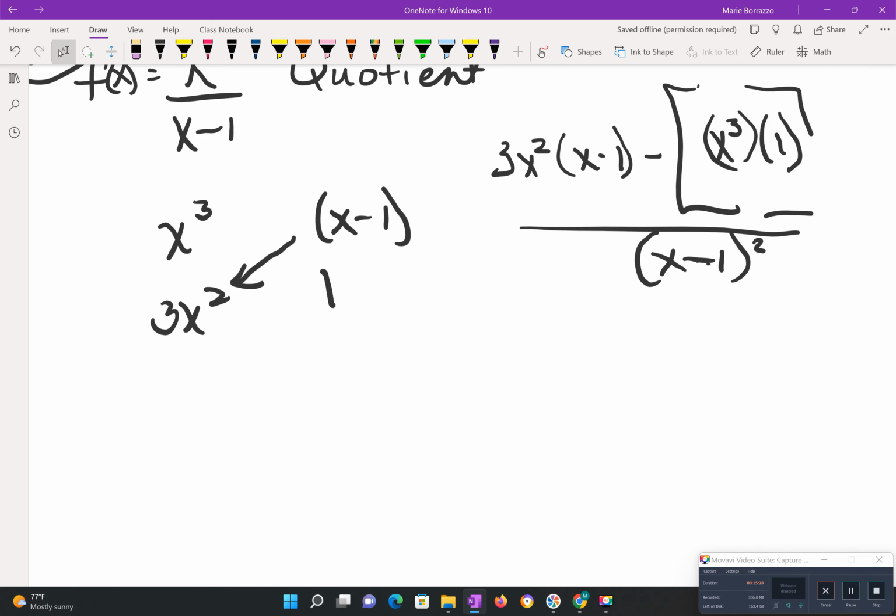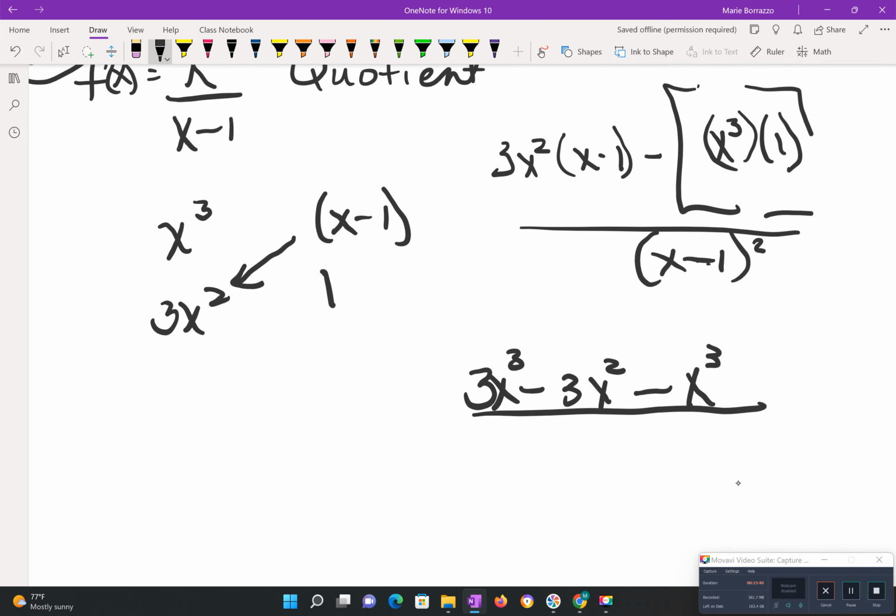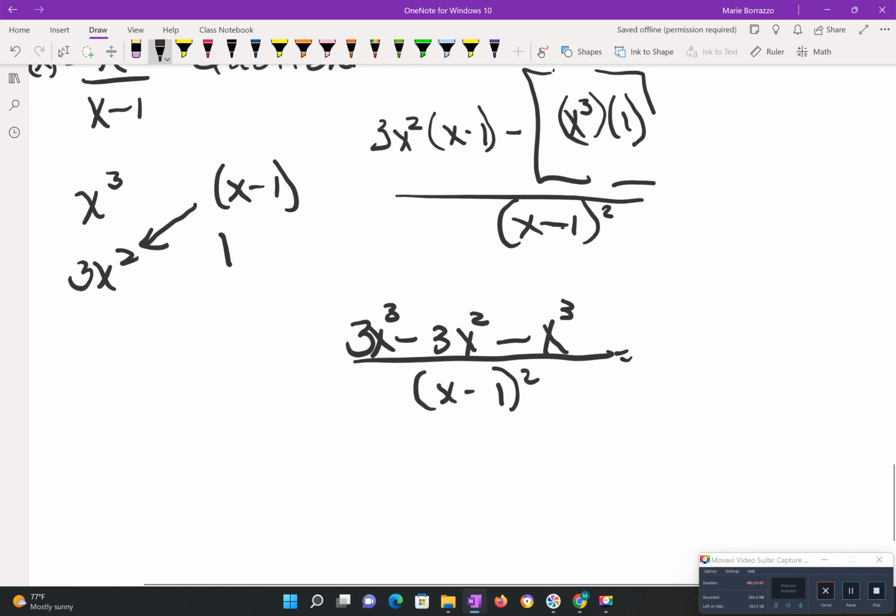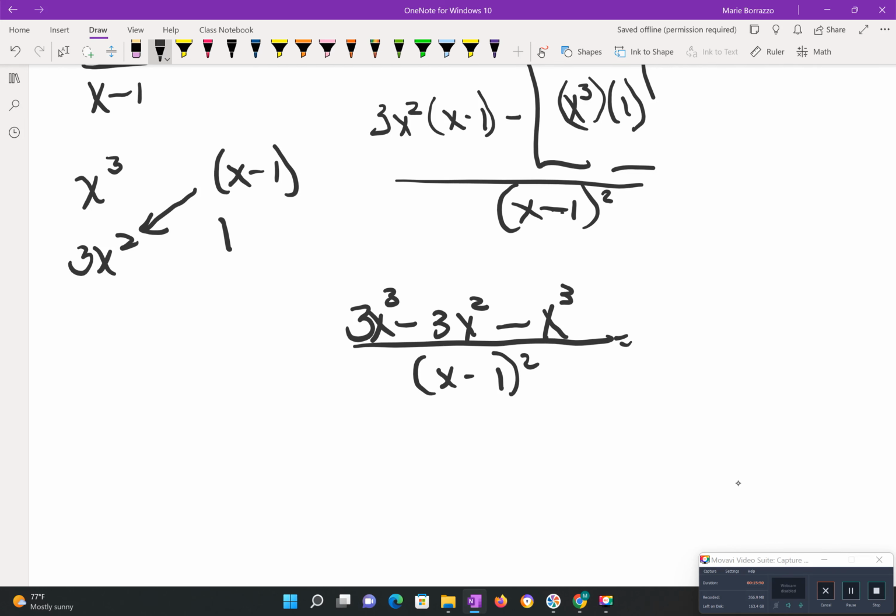All right, so a little distribution. So we get 3x cubed minus 3x squared minus x cubed, and all of this over x minus 1 squared, which gives me 2x cubed minus 3x squared over x minus 1 squared. And I believe that is our answer.